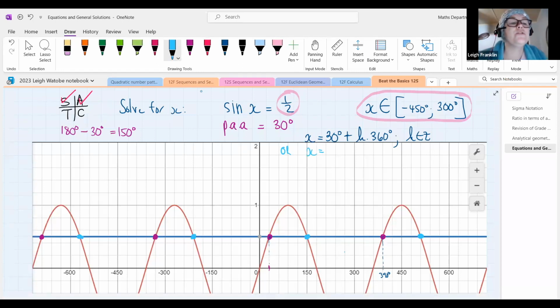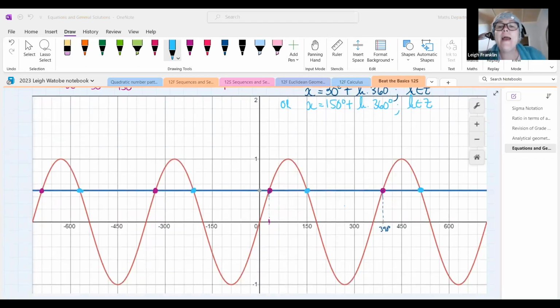X would be equal to 180 minus our PAA because that's our second quadrant. And that's where the 150 plus K times 360, K is an element of the integers, would come from. So now you are looking at the light blue dots. Look at the diagram and look at the light blue dots. When K is equal to 0, guys, that's this answer over here, 150.